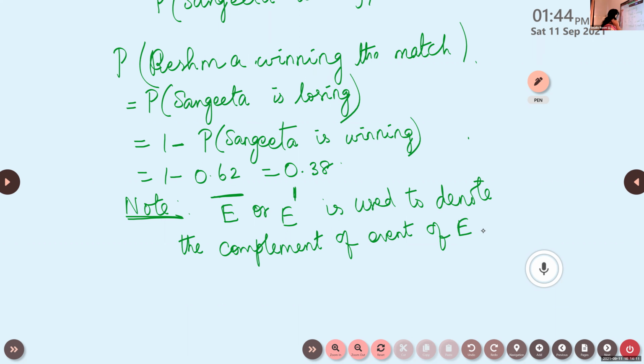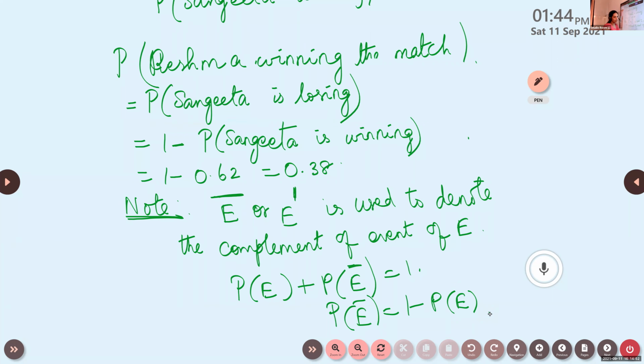For example, if E is getting an even number, then E bar will be getting an odd number. So E bar or E dash is used to denote the complement of the event E. We know that P of E plus P of E bar will always be 1. So P of E bar is equivalent to 1 minus P of E. Total probability is 1, so if you subtract, you will get the other case.